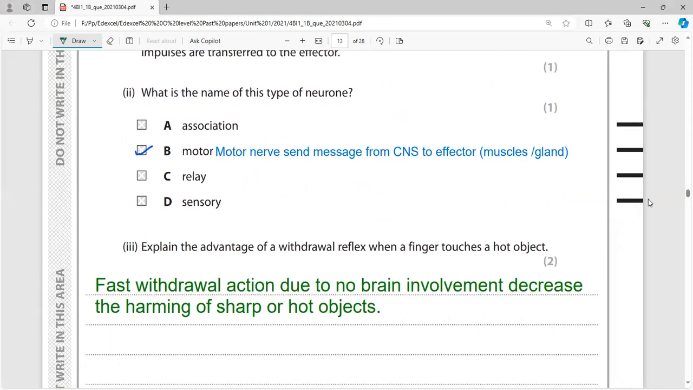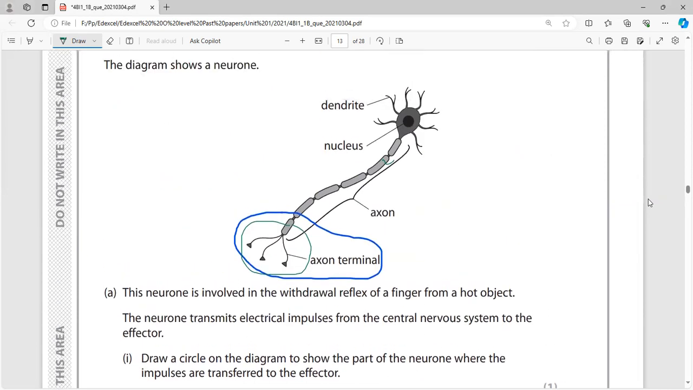What is the name of this type of neuron? As we discussed before, that is a motor neuron. Why? Because a motor neuron sends the message from the central nervous system to the effector. That is one example. The second identification: you can see that the cell body is present at the top. That is a motor neuron. What about the sensory neuron? The cell body is present in the axonal region, in the center of the axon.